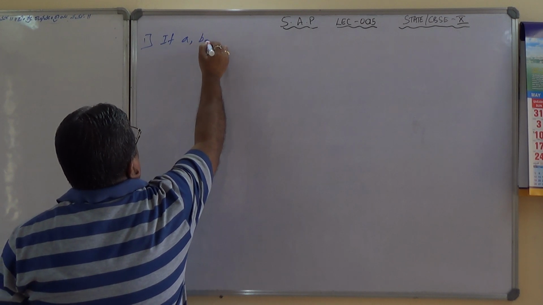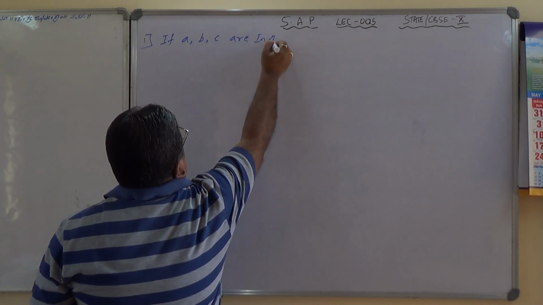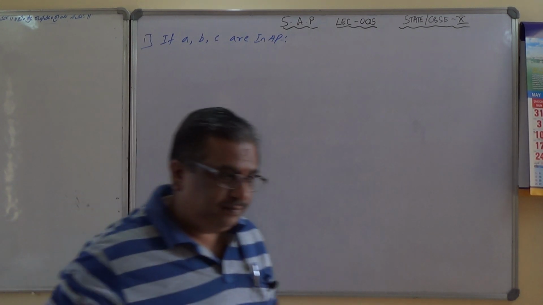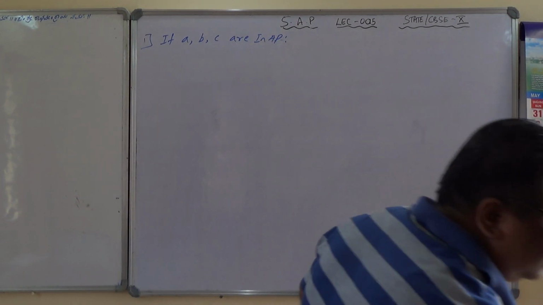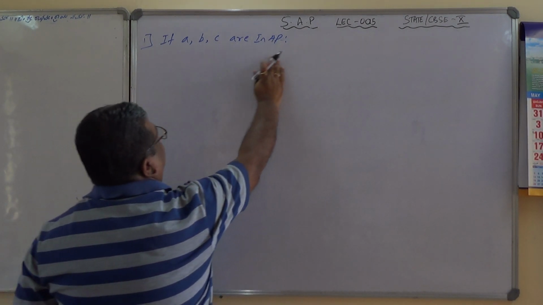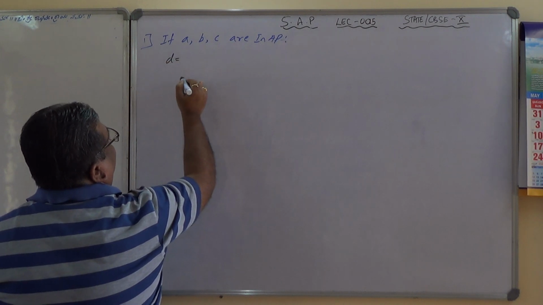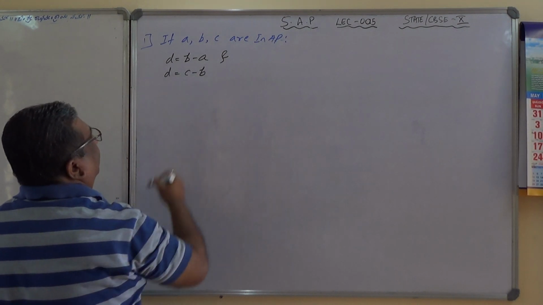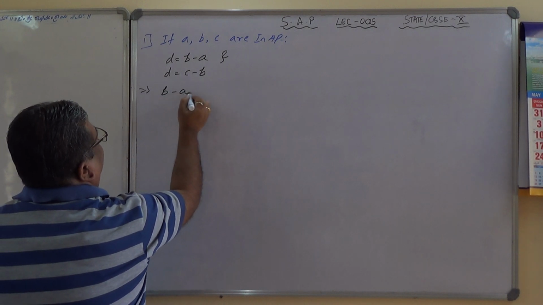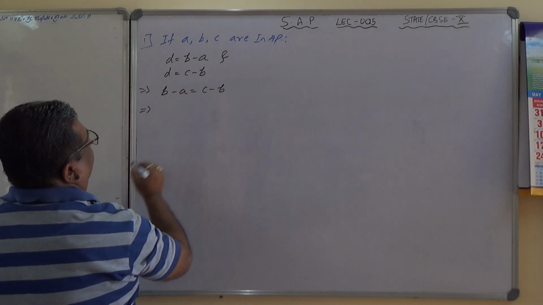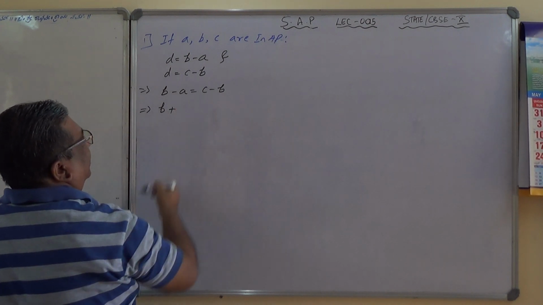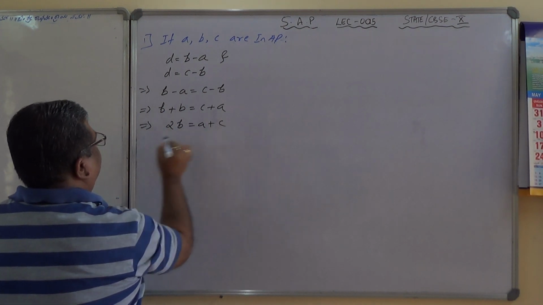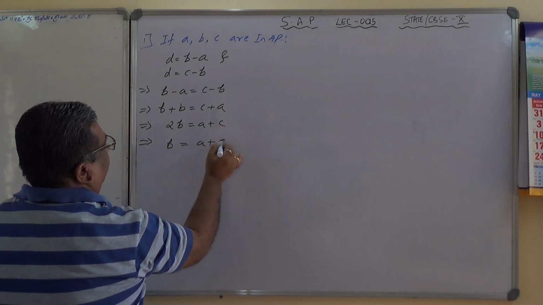if A, B and C are in AP, arithmetic progression, then D equals B minus A and also D equals C minus B. So B minus A equals C minus B, implies B plus B equals C plus A, implies 2B is equal to A plus C, implies B equals A plus C by 2.